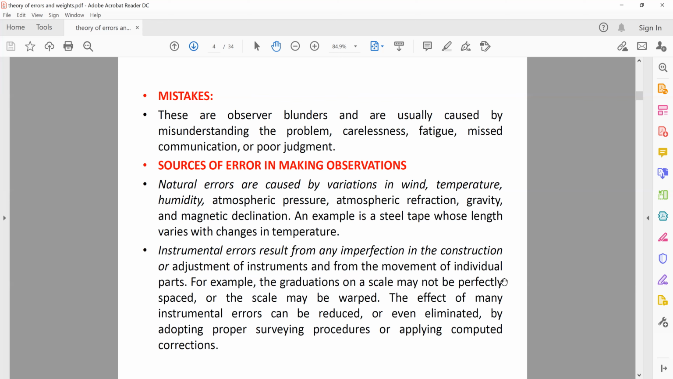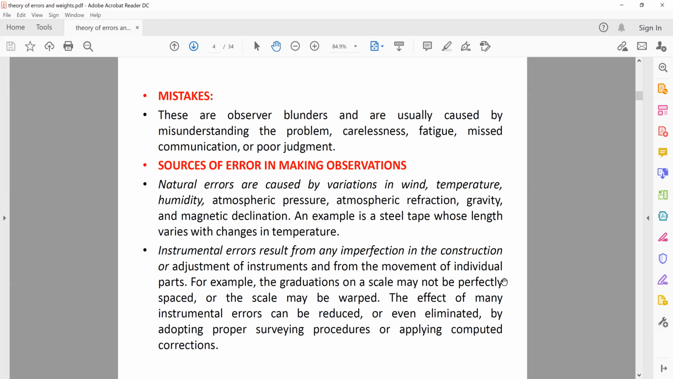Similarly, if there's wind, it can cause the leveling staff to sway. So these are natural errors, right? And you also study more about it in GPS as well. And then we have instrumental errors. It results from any imperfection in the construction or adjustment of instruments and from the movement of individual parts.